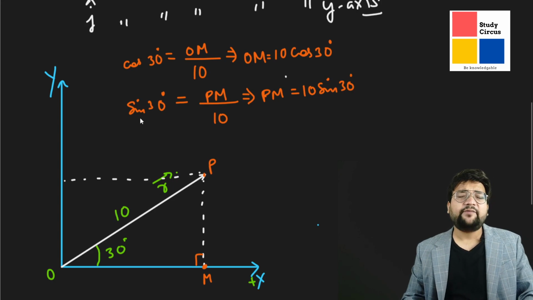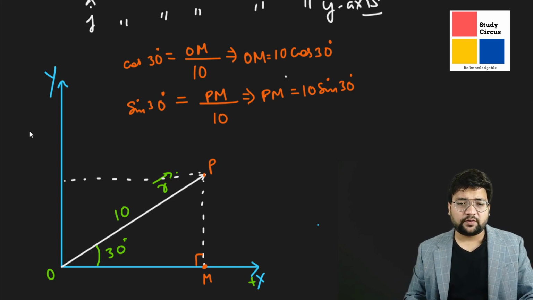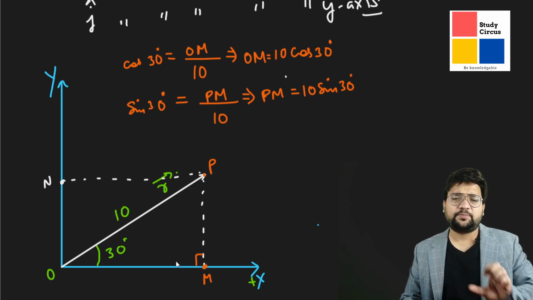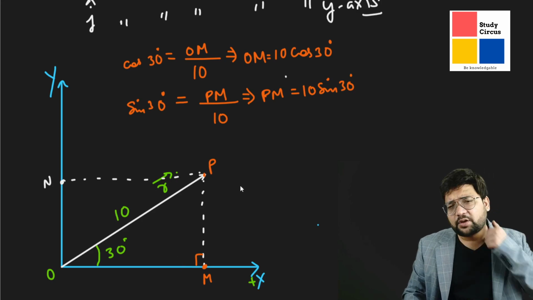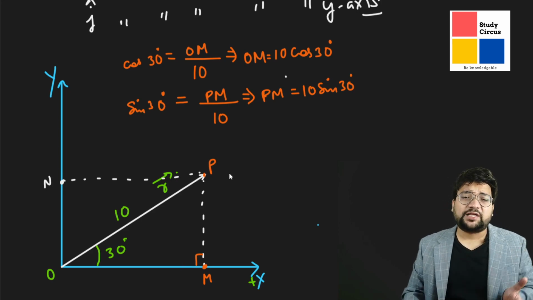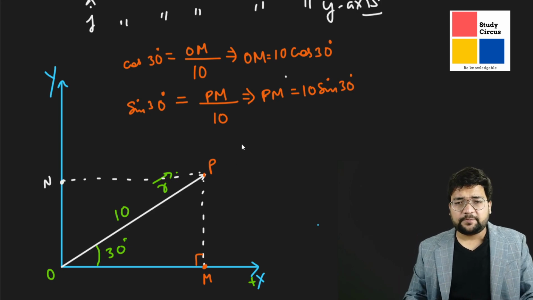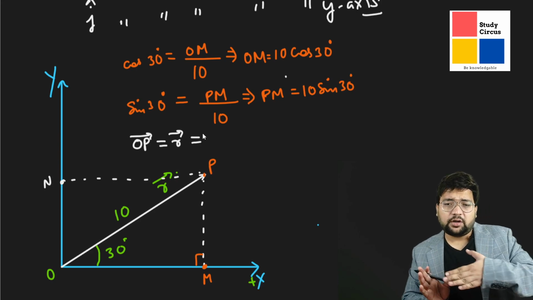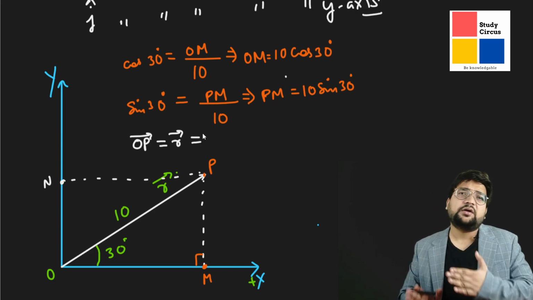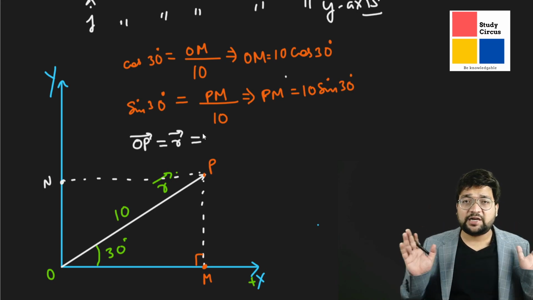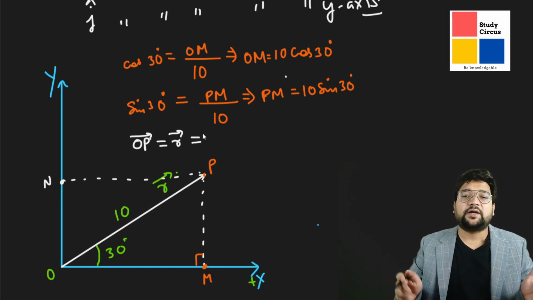Now I have the length of OM, and let's name this point N, so I have ON. ON is the same as PM, fine. Now to describe the vector OP, that is the vector R, it is 10 cos 30 along the x direction and 10 sin 30 along the j direction. That totally defines the vector.